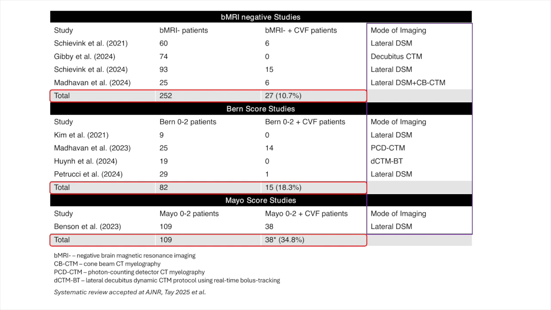For the Bern score studies, 4 papers, 82 patients total had a low probability score, and 15 of those patients, so 18%, were found to have CSF venous fistulas. And then if you look at the Mayo score, 109 of those patients had a low probability according to that score, and 38 patients were found to have CSF venous fistulae. There's an asterisk there because it was actually 43 patients, but the categorization of whether those patients had CSF venous fistulae or type 1 was not sure for 5 of those patients. So we took the conservative measure and just removed those 5 patients.